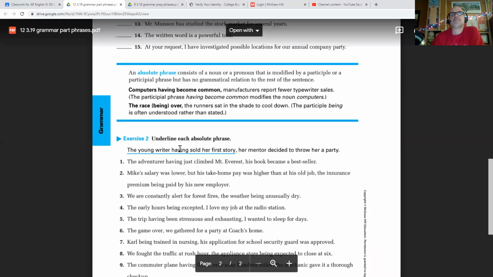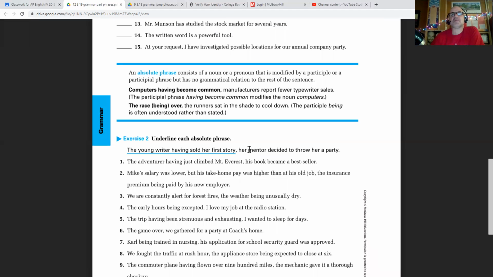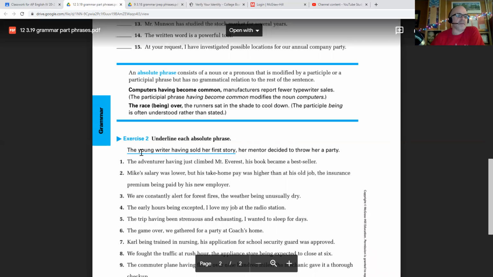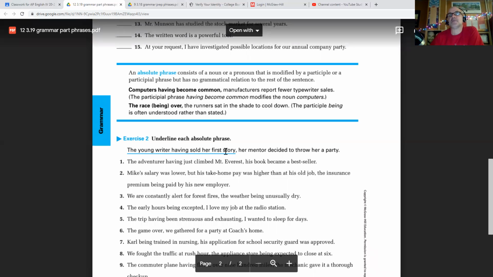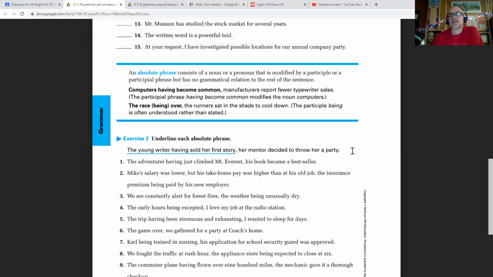That would just be a participial phrase describing the mentor, right? But if we want to get something else descriptive in there that's still referring to her, we could stick this on the front of it. Now we have an absolute phrase. The young writer having sold her first story, comma, her mentor decided to throw her a party, okay? It's a good, concise way of packing a lot of meaning and description into one sentence.